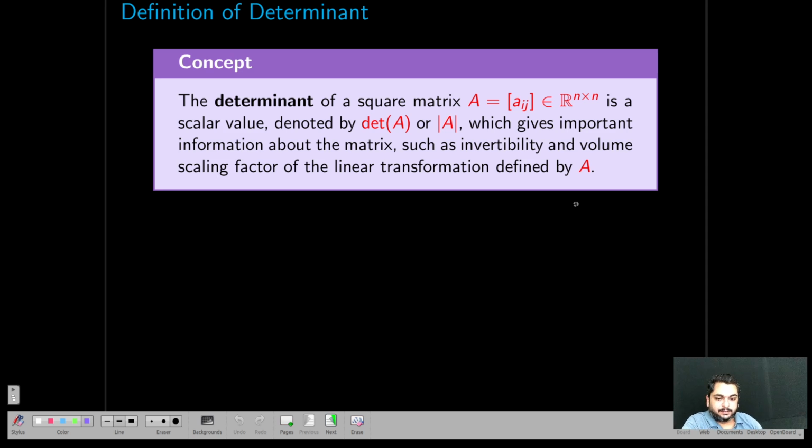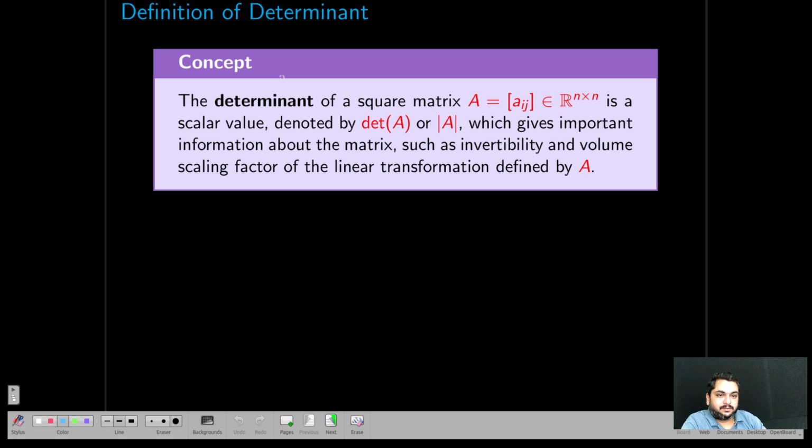Welcome to GATE CSE. Today, we'll see the concept of determinant and its properties: how to find the determinant of a matrix, and what are the properties which help us in solving many real-world problems.